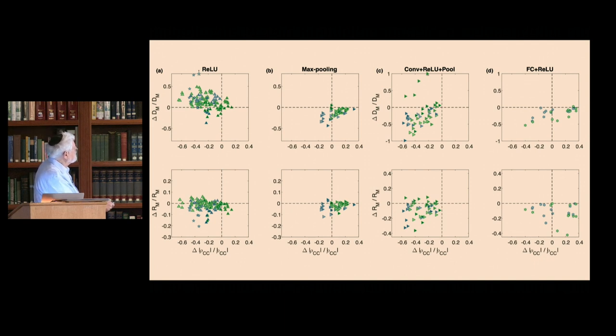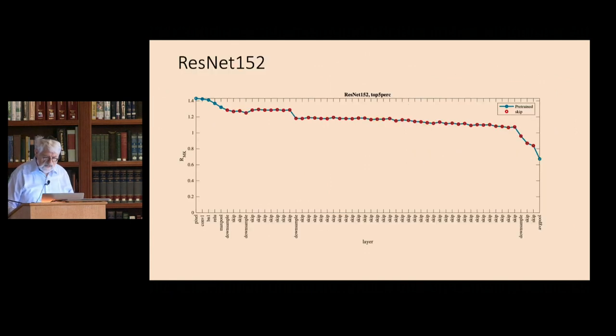I didn't talk about correlations, but if you look at dimensionality, ReLU increases dimensionality, pooling decreases dimensionality. And similarly for radius, you can see that here, for instance, at this stage, pool and ReLU are substantially decreasing radius, and there are more details, but I'll skip them. Here I want to show ResNet.